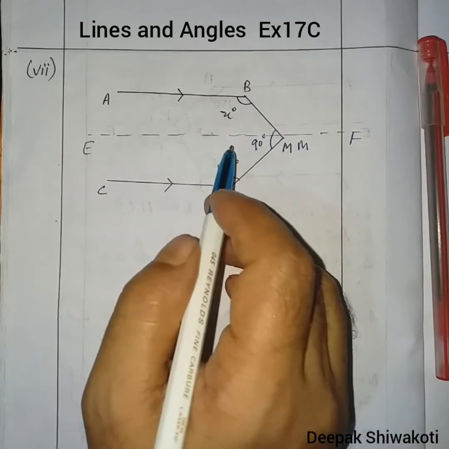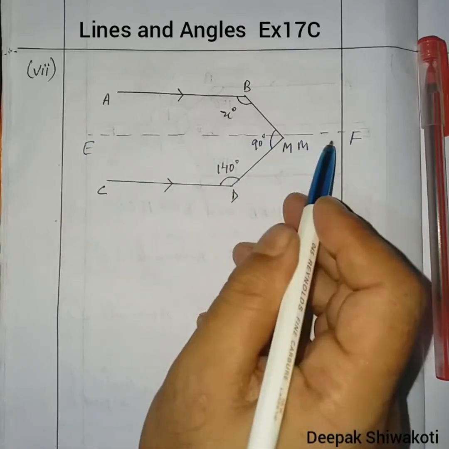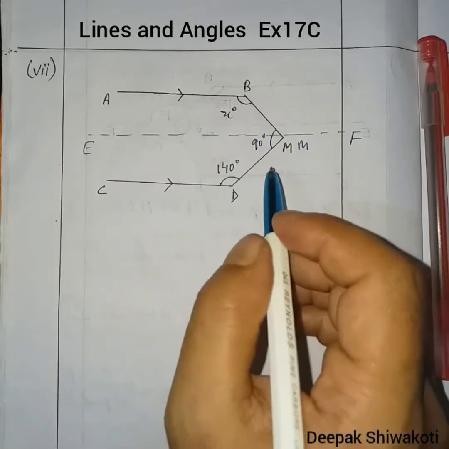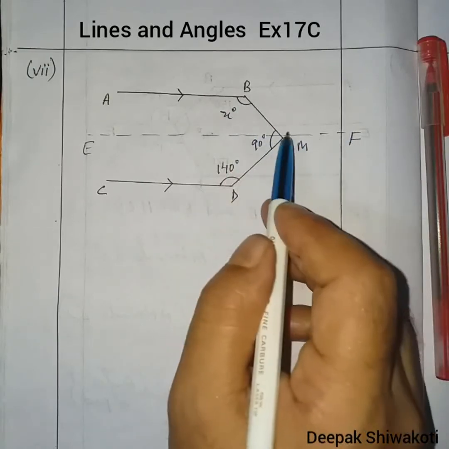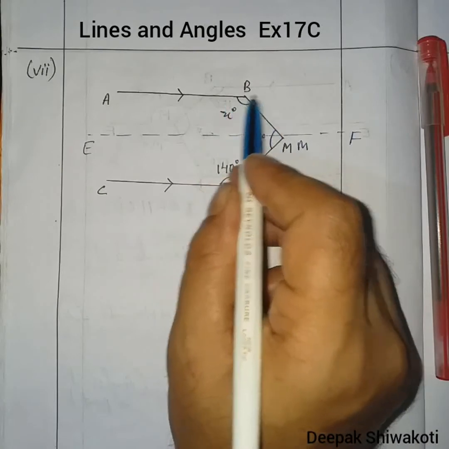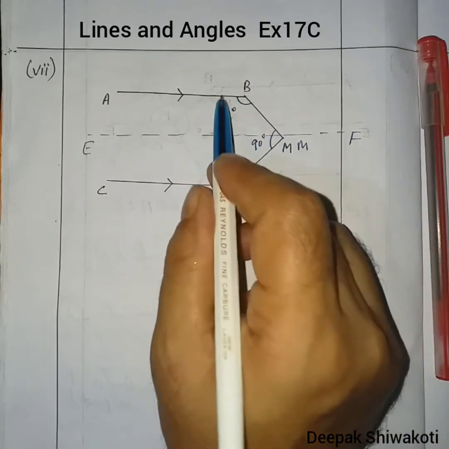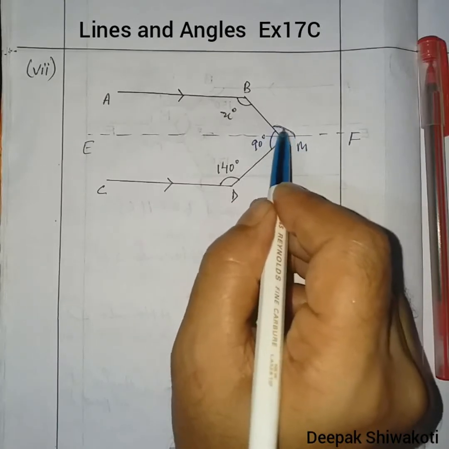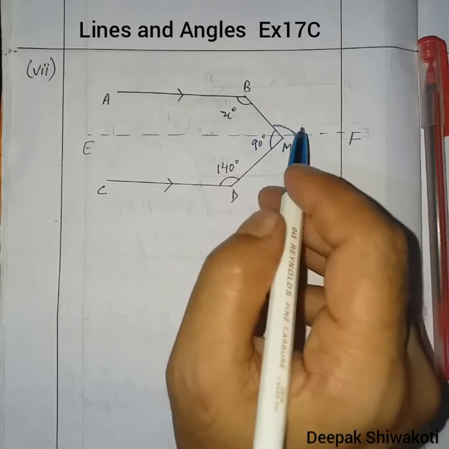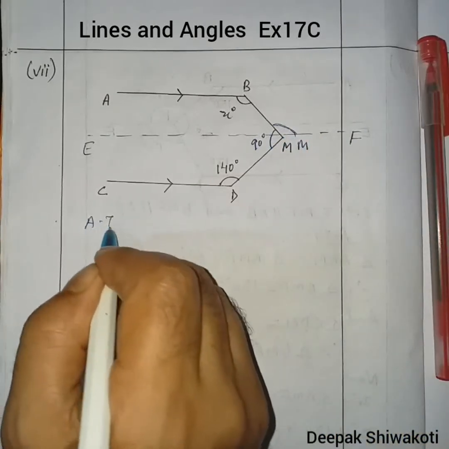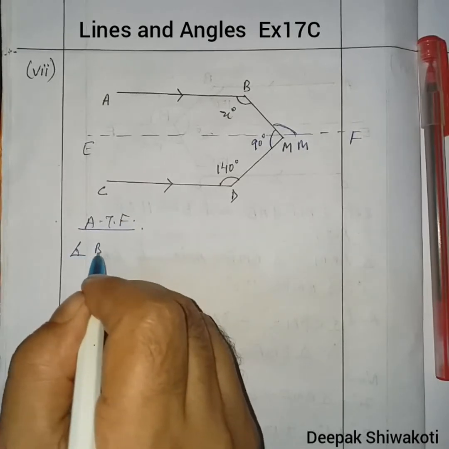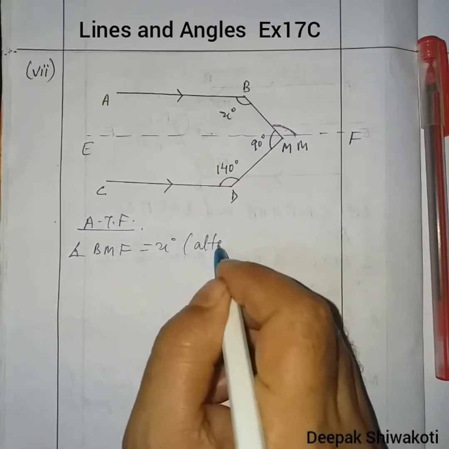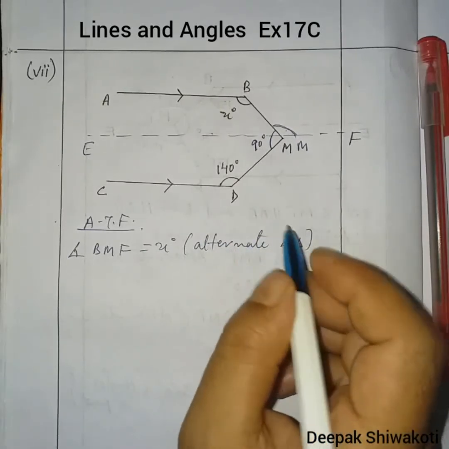Now here, like in question number 6, we have drawn one line parallel to AB and CD. Then after we'll try to find the value of x. Okay, so here you can see angle BMF is equal to x degree. Why? This line and this line are parallel to each other, and BM is the transversal, and this x and this angle are alternate to each other, so that is why this angle is also equal to x degree, isn't it? So according to the figure, angle BMF, this angle, is equal to 80 degree. Why? Alternate angles. Okay, these two are alternate angles.